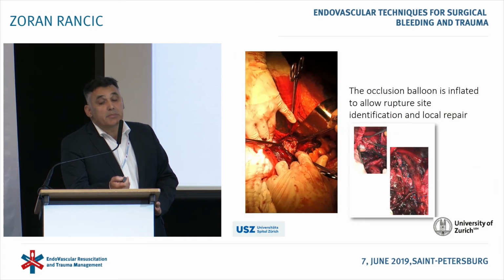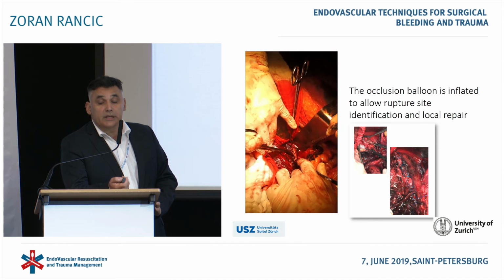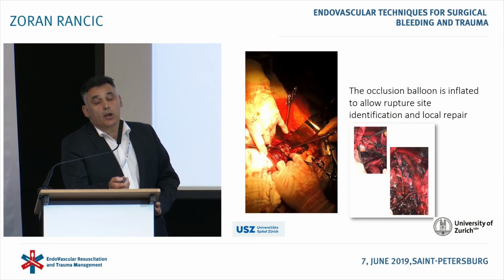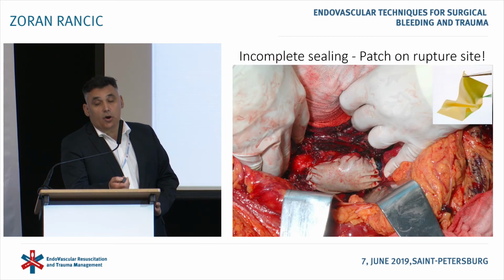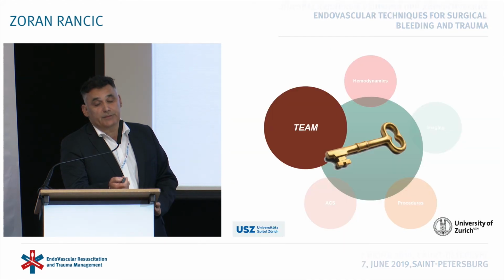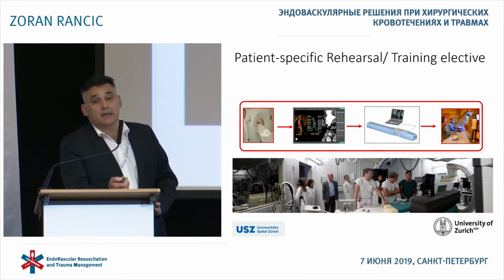In the case when it's bleeding, we can also put a balloon into the limb and then close the wound. If the abdomen is open, we close it with a patch. What is important, team, there is less rupture.